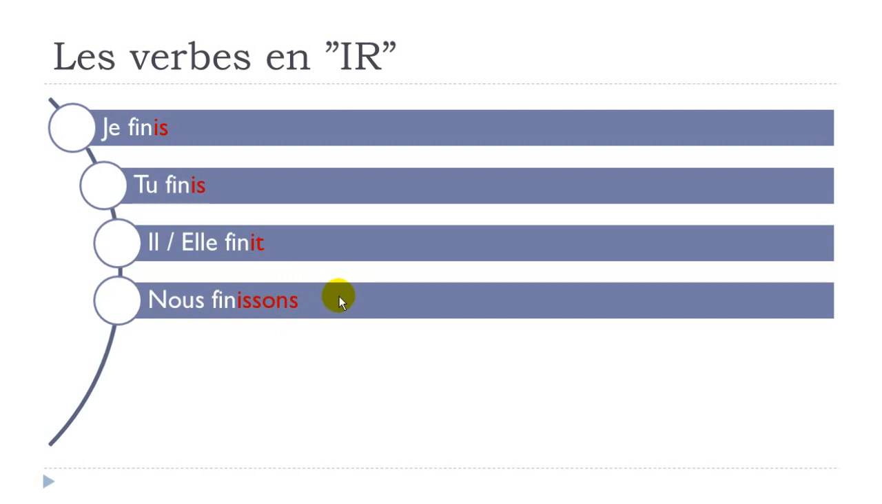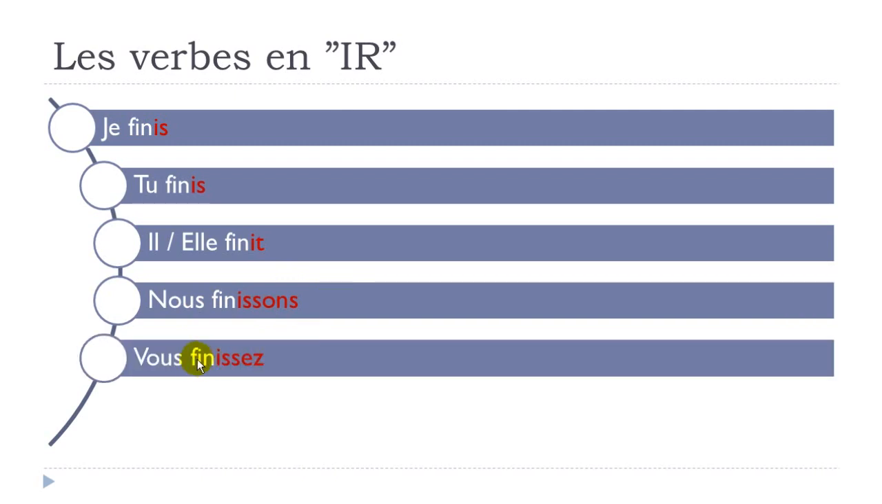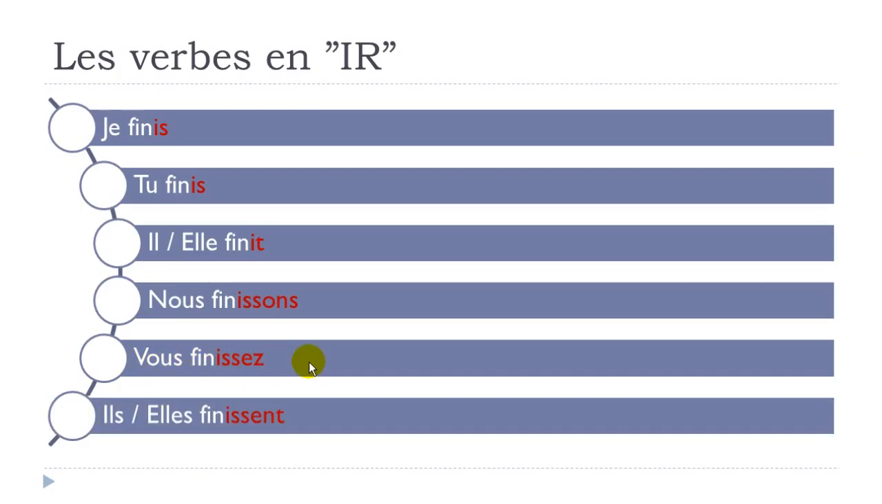Nous finissons. Vous finissez. EZ at the end gives you the sound E. Finissez. Vous finissez. Ils finissent. So remember, as usual, when we get the verbs ending in E-N-T, it's not pronounced. Ils finissent. Elles finissent.